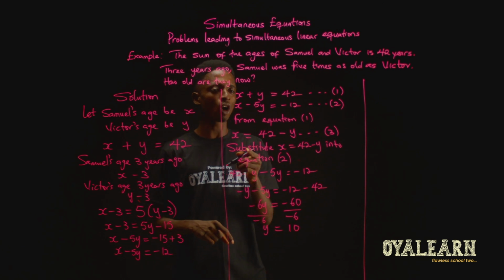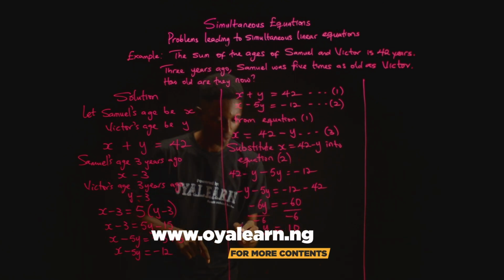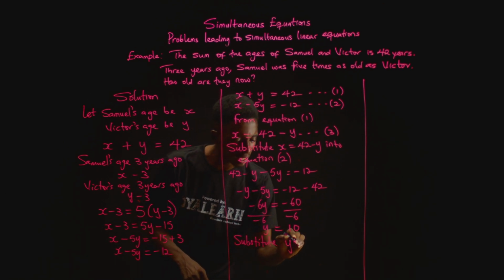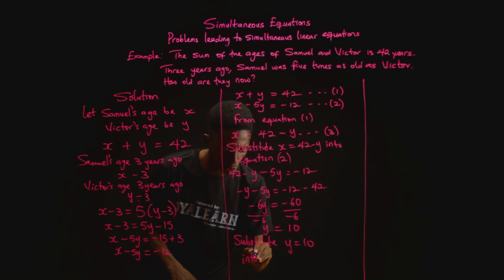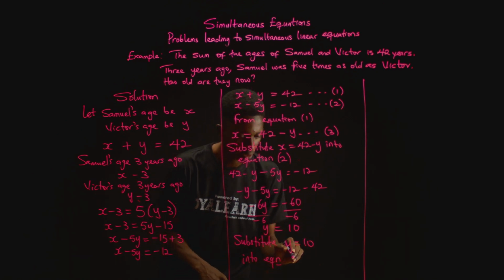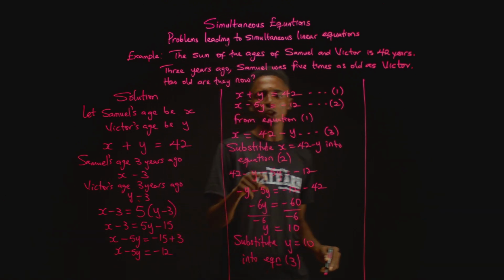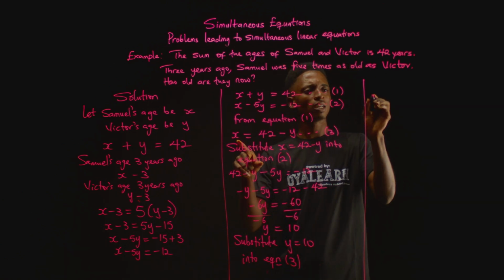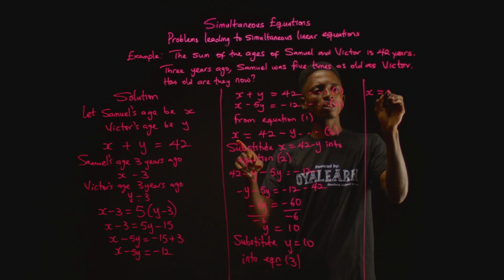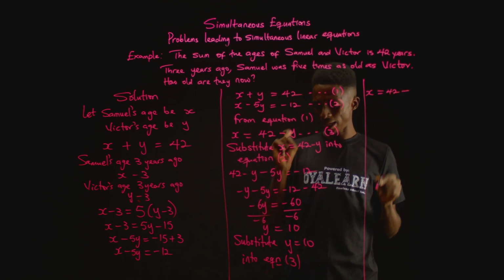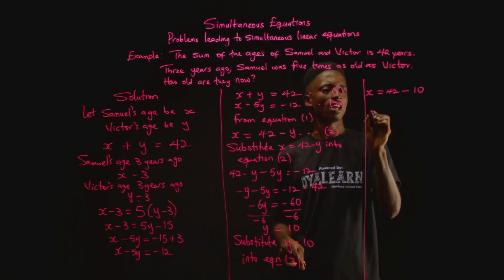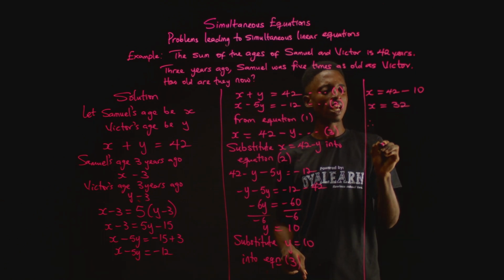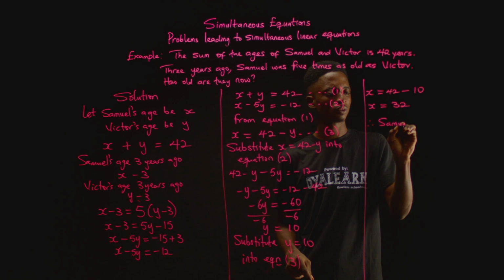Now let's find the value of Samuel's age. So we substitute Y equals 10 into equation 3. So in equation 3, I will replace Y with 10. So looking at equation 3, we have X equals 42 minus Y. And our Y is 10. Therefore, X equals 32.